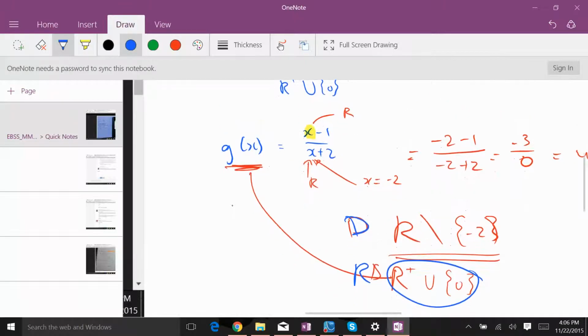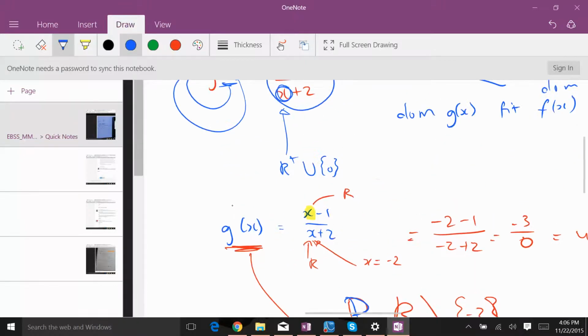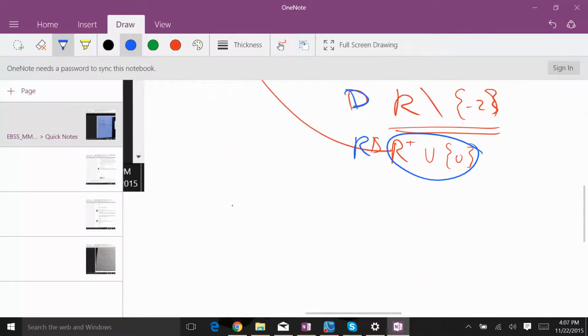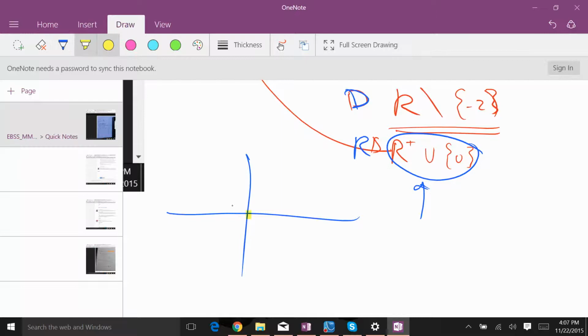Why do you need that to fit in? Because you're going to sub the range of g of x, which is the g of x values, into the square root. So the question is, how do I make sure I'm going to get a range that's only positive? In the graph, you only want it to be 0 and above. That's what you're looking for. So the question is, what does the graph look like?